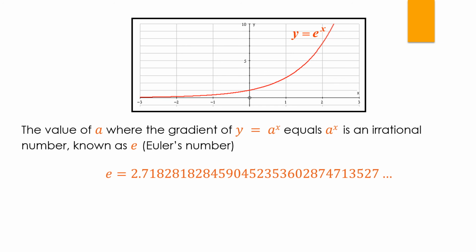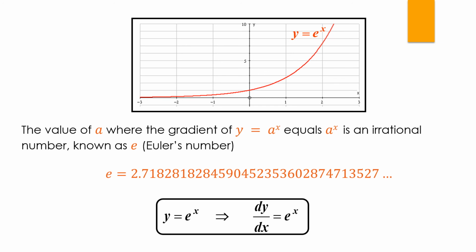So at every point on y equals e to the x, the gradient equals y. So if y equals the natural exponential function e to the x, then its gradient dy by dx will be equal to the exponential function. Note that if a does not equal e, then the derivative of a to the x with respect to x is not equal to a to the x.